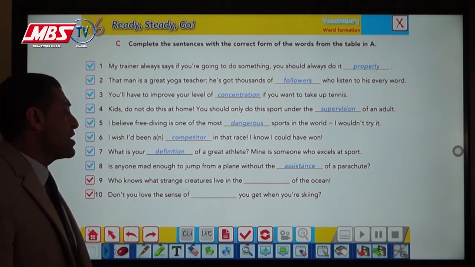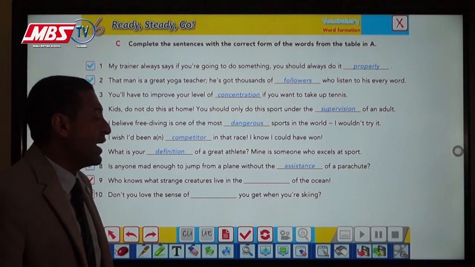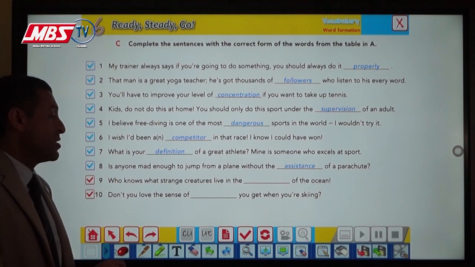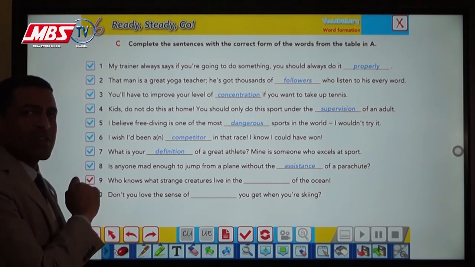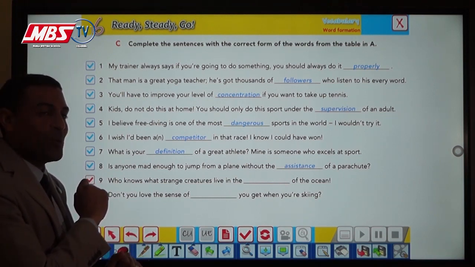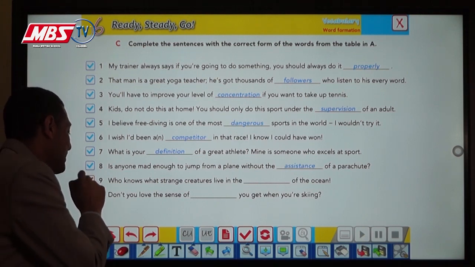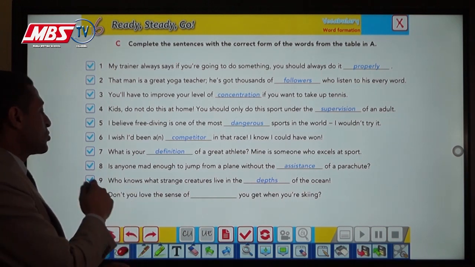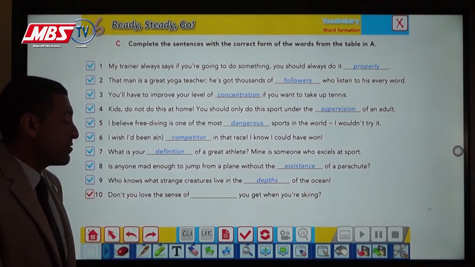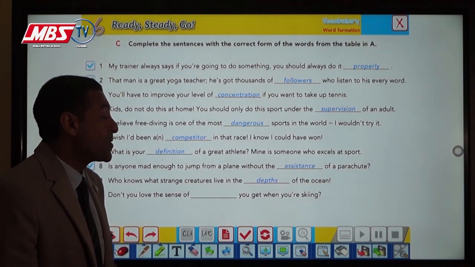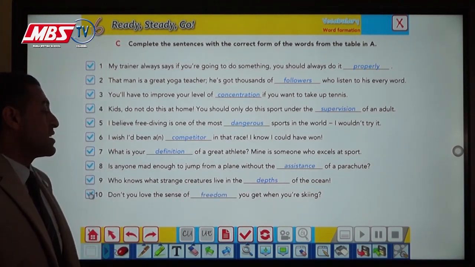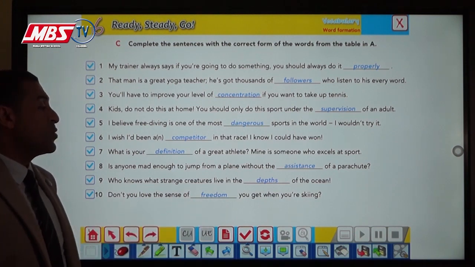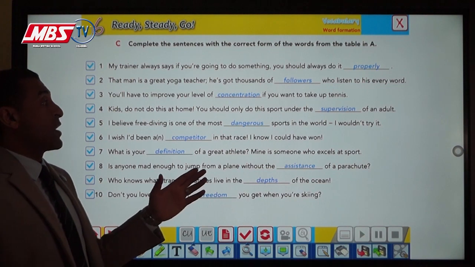Who knows what strange creatures live in the depths of the ocean? Is it deep or depth? It's the depths of the ocean. Don't you love the sense of freedom you get when you are skiing? Don't you like the sense of freedom when you are skiing?